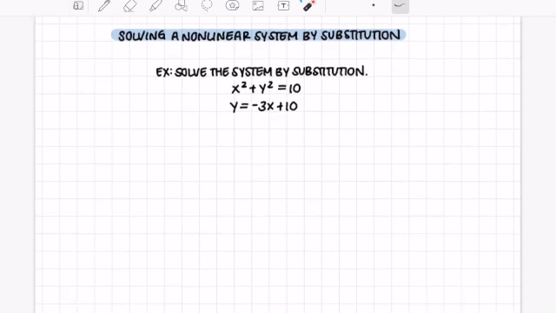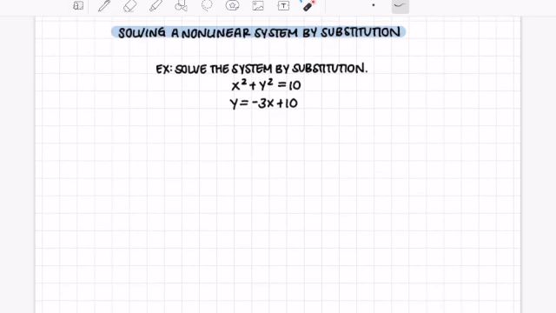So let's check out the first one. The first one is asking us to solve a nonlinear system by using substitution. If I'm going to use substitution here for the following equations, x to the power 2 plus y to the power 2 equaling 10, and y equaling negative 3x plus 10, the first thing that I'm going to do is substitute this entire expression into the y variable.